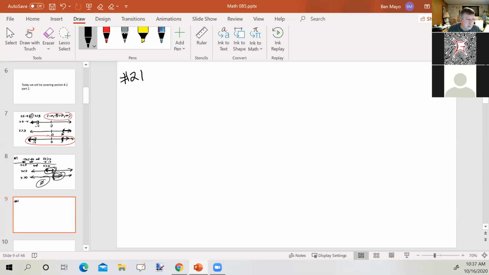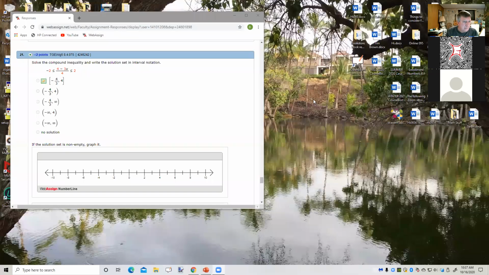Okay. And here we go. All righty. Solve the compound inequality and write the solution set in interval notation. So here they don't want a graph, they just want interval notation. So we've got -2 less than or equal to (4 minus 3x) over 4 less than or equal to 2. Okay.